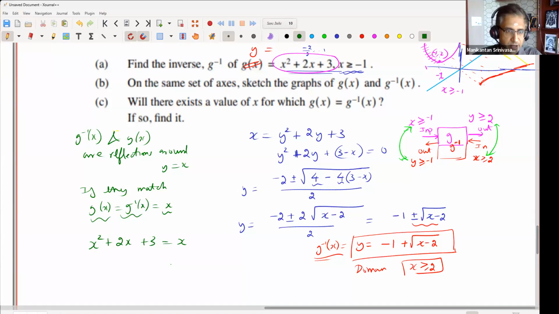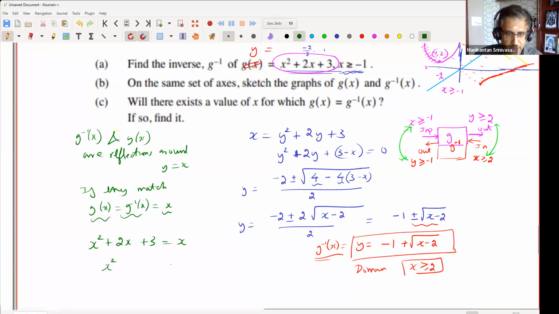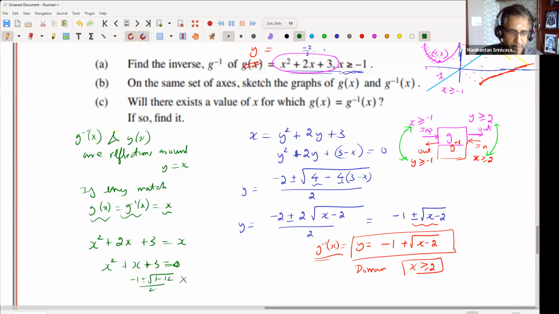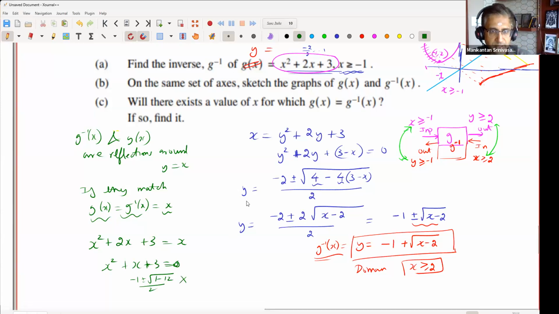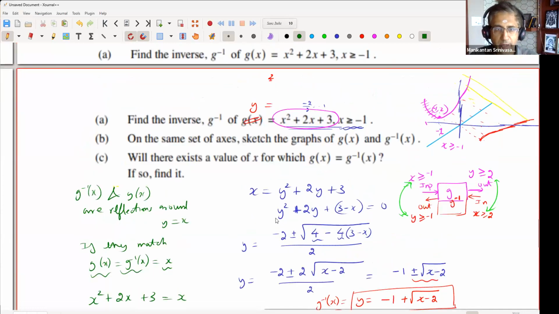Intuitively, we can see that the graph does not intersect, but algebraically, I'm trying to show that that's not happening. So it's x squared plus x plus 3 equal to 0. And sure enough, the b squared minus 4ac for this will be negative, right? So minus 1 plus or minus the square root of 1 minus 12 is negative, which means it's not happening. We don't find an x, therefore there is no meeting point of g inverse of x and g of x. Okay, that's part C.